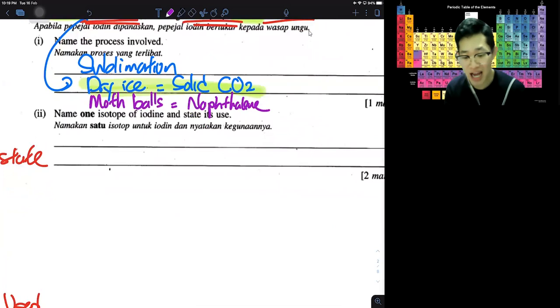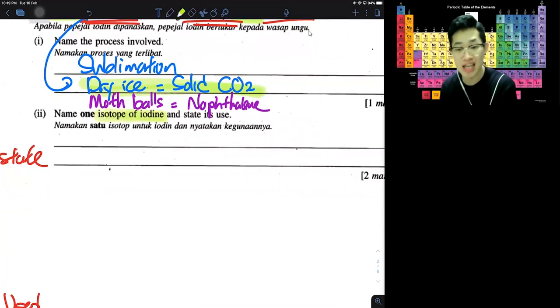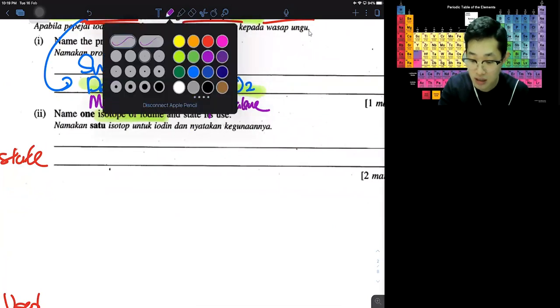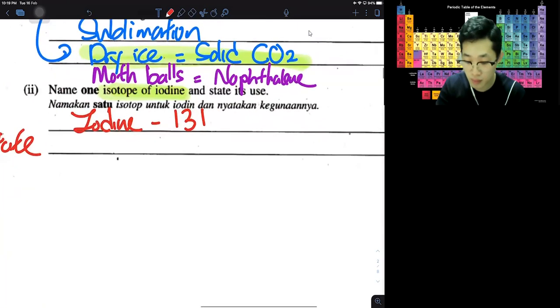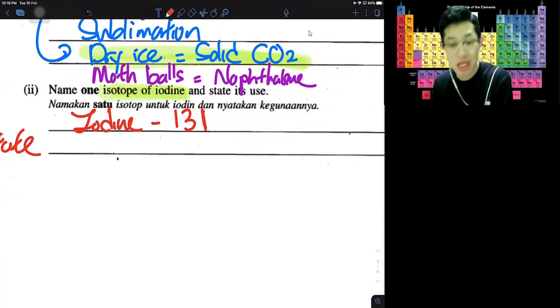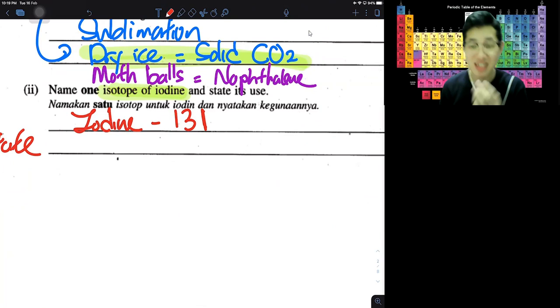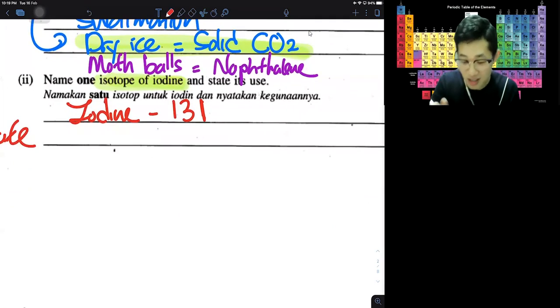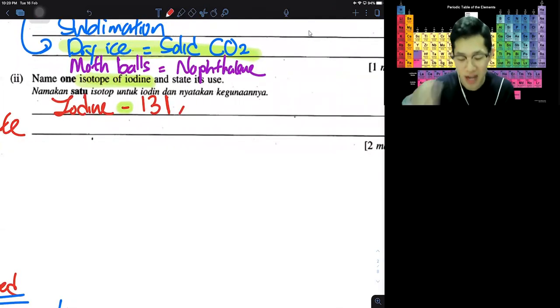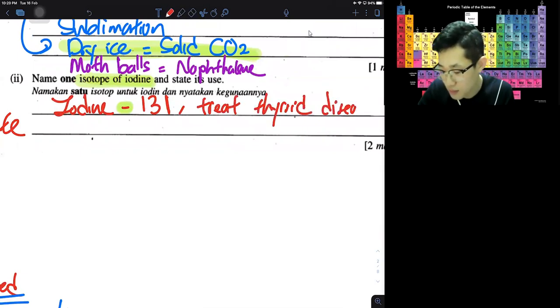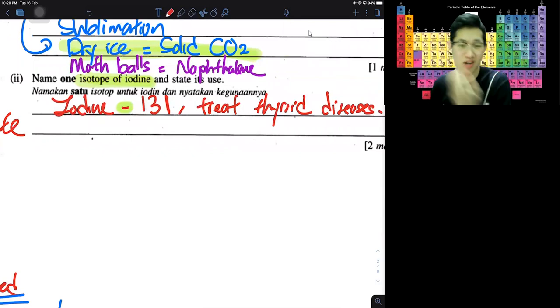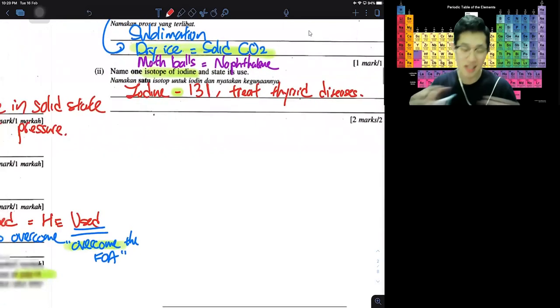Name one isotope of iodine and state the use. Yes, very good. It is iodine 131. Remember to put the dash just in case. Cockroach ball. I call it your ball. Okay. So iodine 131. Put the dash. What is the use of iodine 131? It is used to treat thyroid diseases or thyroid disease. Okay, nothing special anymore.